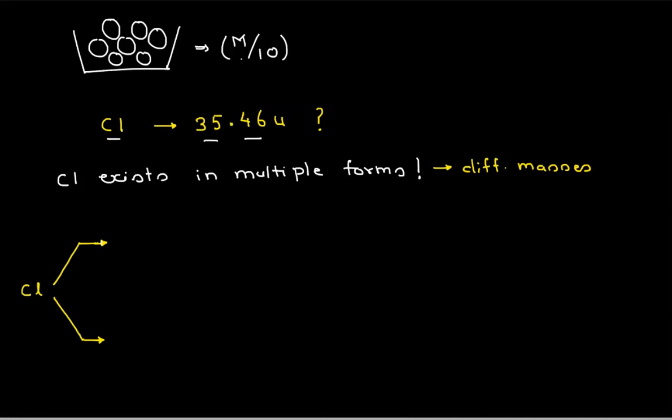If you see naturally existing chlorine, it exists in two forms. Form number one, a pure form, has an atomic mass of 34.98 units. This is near integer. This is chlorine-35. Naturally, it is 75.4%. Then you'll have chlorine-37 also, which is 36.98 units, and this exists 24.6% in nature. So the pure form of chlorine is definitely near integer.